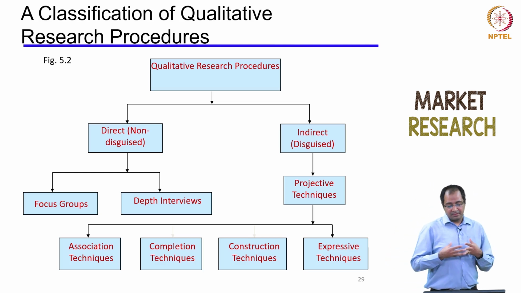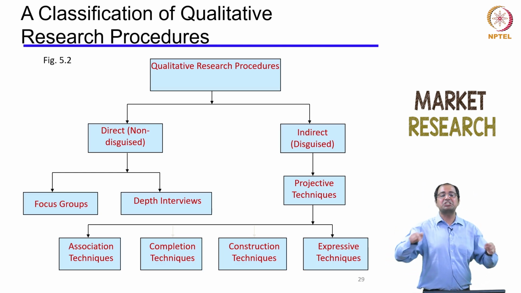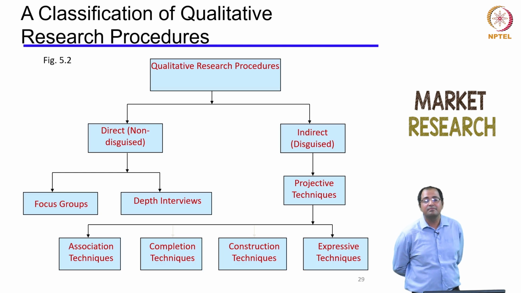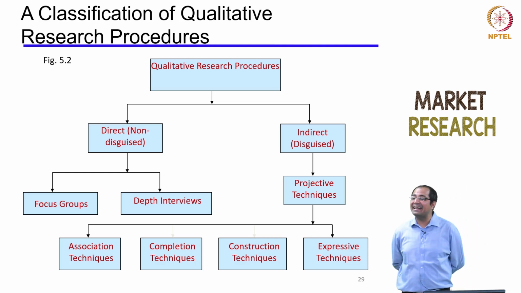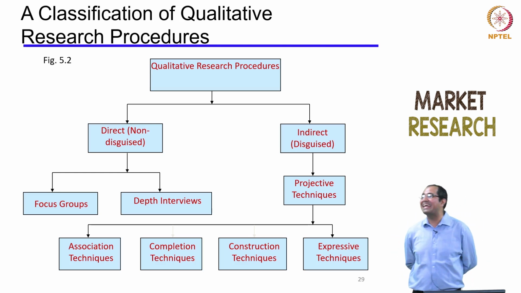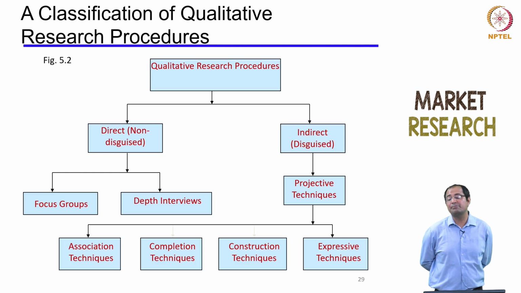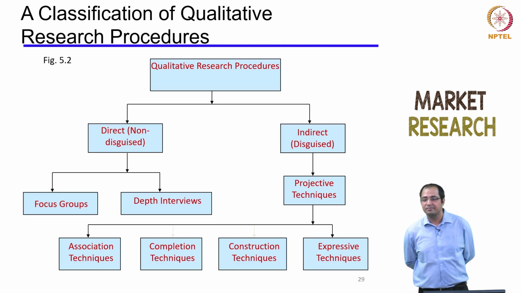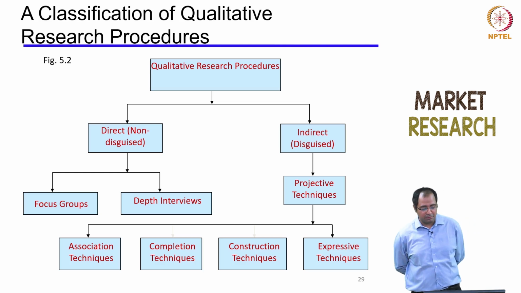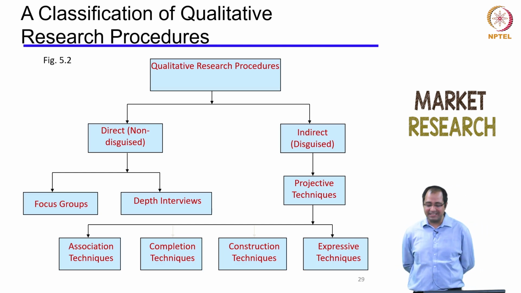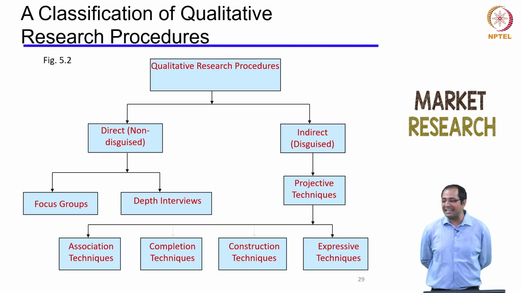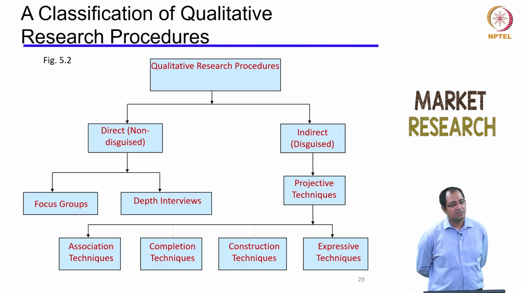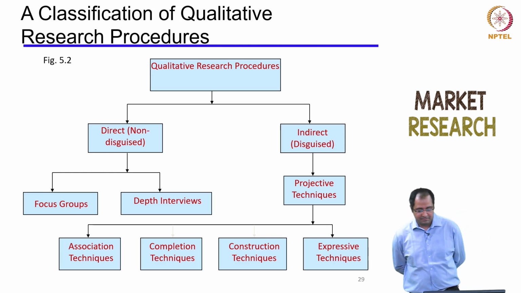In non-disguised, we tell the customer the purpose of the study. And in indirect disguise, we do not directly, or we sometimes hide the purpose of the study, or we do not directly state it. So there are two sorts of qualitative. In direct, there are focus groups and depth interviews, and in indirect, there are projective techniques. So we will look at all these techniques.